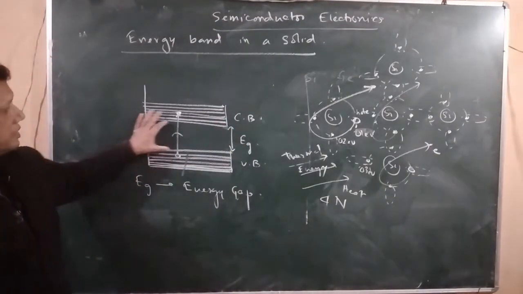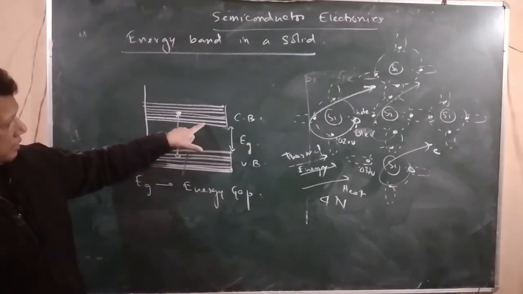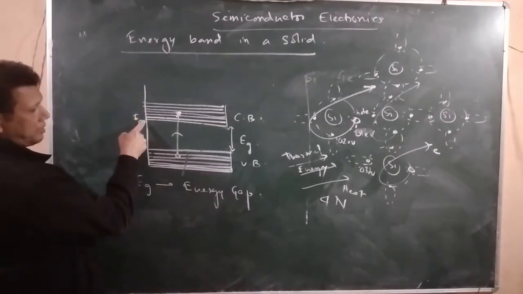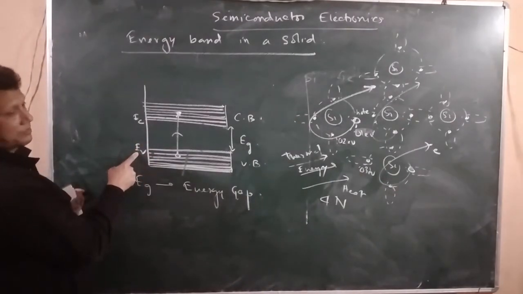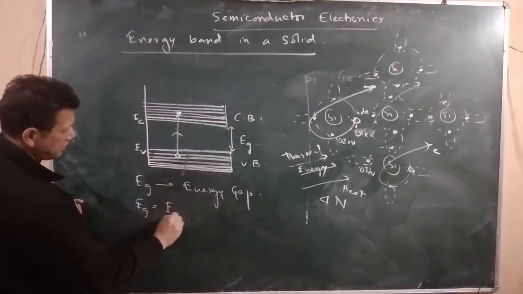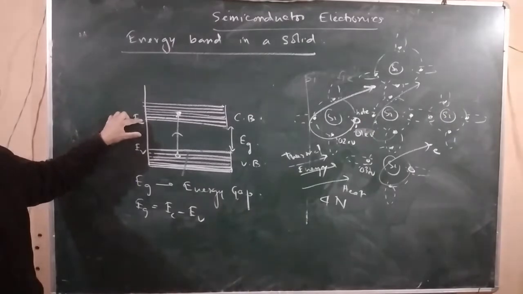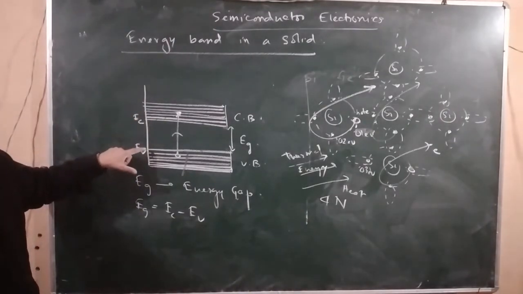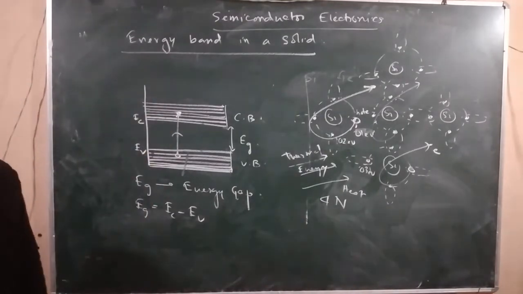So this region is known as the forbidden region, and the energy difference of these two bands is the energy gap. EC means the lowest level of the conduction band and EV is the highest level of the valence band. EG equals EC minus EV. The difference of these two energy levels is known as the energy gap.